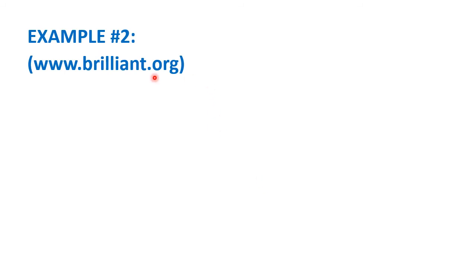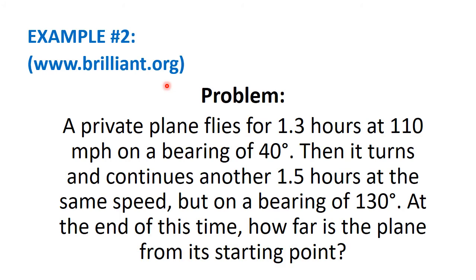Example number 2 was taken from www.brilliant.org. Here is the problem. A private plane flies for 1.3 hours at 110 miles per hour on a bearing of 40 degrees. Then it turns and continues another 1.5 hours at the same speed, but on a bearing of 130 degrees. At the end of this time, how far is the plane from its starting point?